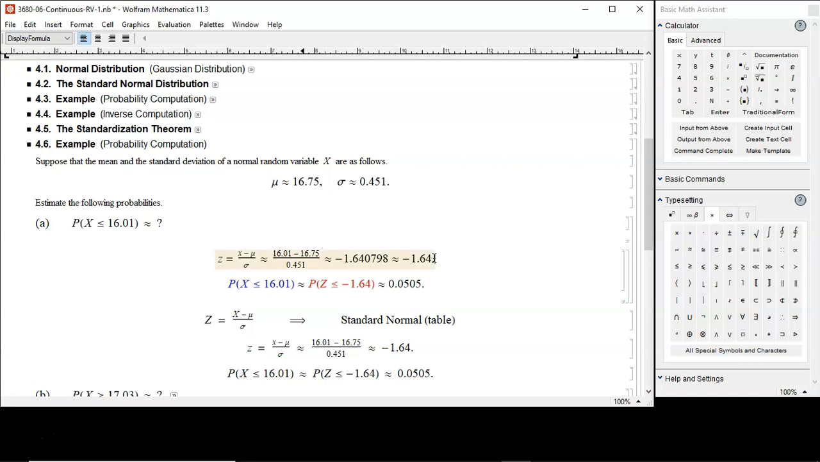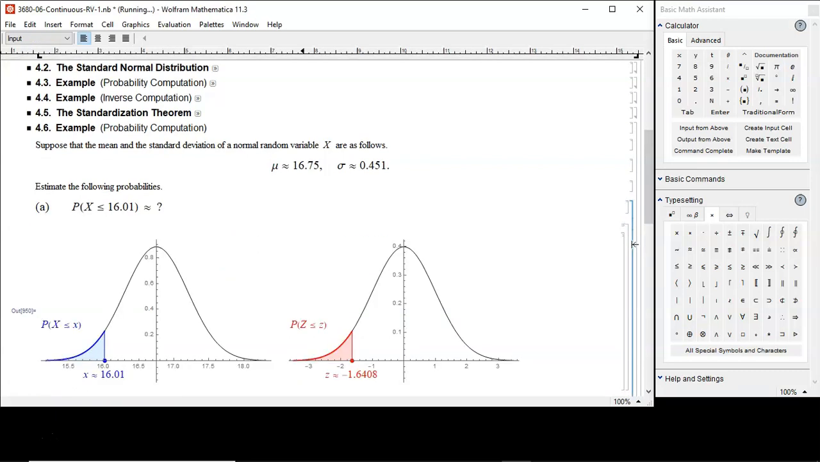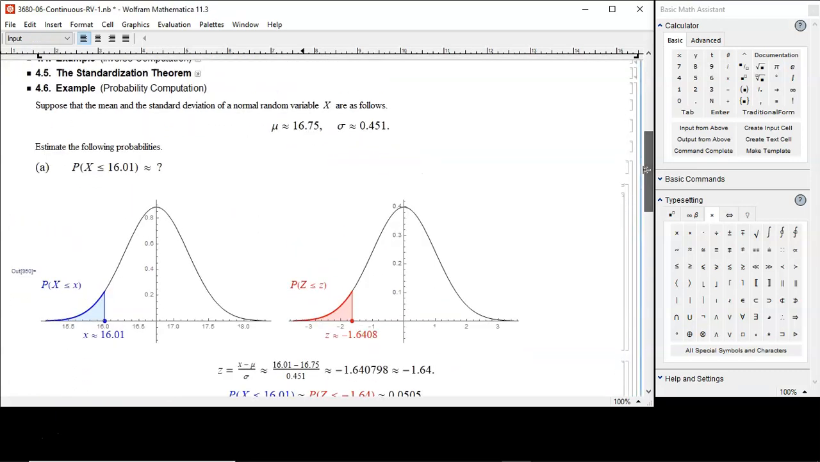So there you go. X minus mu over sigma, and then look up the table. That's what it ended up with. Is there a visualization? Yeah, there is. So x less than 16.01 versus z less than negative 1.6408 are actually the same.